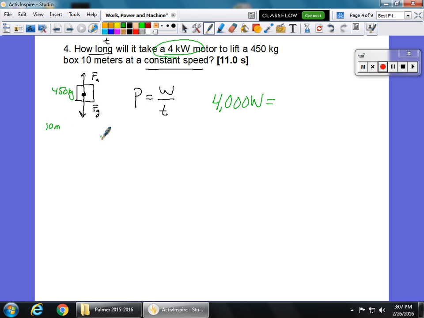Well, work is equal to force times distance. In this case, since we're lifting it, the force is going to be equal to the force of gravity, which is the weight. So we can do mg times d. So the mass was 450 times 9.8. That gives us the weight times the distance we're going to lift it, which is 10. We multiply that together. It gives us 44,100 joules.